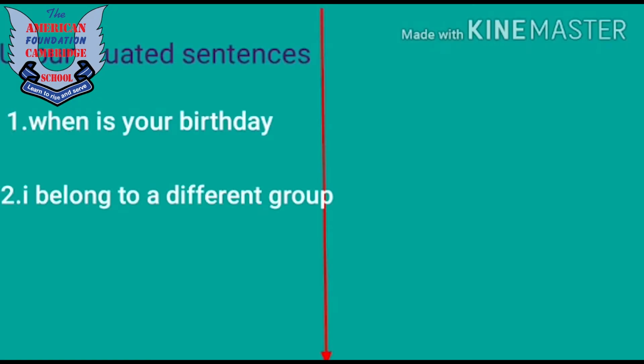Here we have two different conditions. The first condition, where the sentence is not punctuated. See the first one: when is your birthday? There is no capital letter and we don't know if it's a statement, a question, a command or a request. Then the second sentence: I belong to a different group. That I is small. The sentence is not making sense. Again, is it a question? Is it a command, or is it said by somebody?